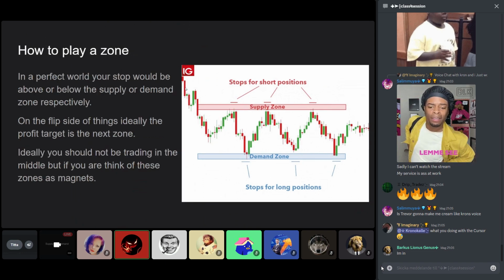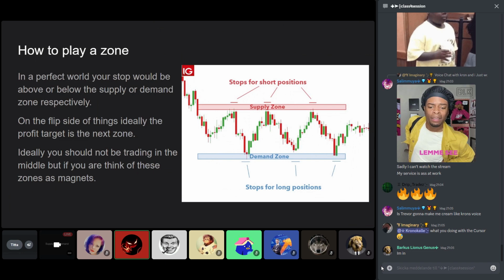So, how to play a zone. In a perfect world, your stop is going to be above the zone or below it, if you're playing supply or demand, depending which one you're doing. That's not always going to work, because if you draw something on a daily or weekly time frame, that zone could be $100, $200, $300 on one trade. That might be too large for your account. If you only have a $1,000 account, that makes no sense for risk management. So you might have to factor in other risk management strategies.